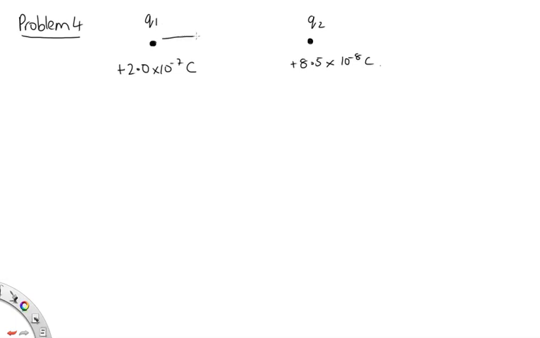Okay, problem 4. In this problem we have two charges. Let's call them Q1 and Q2. Q1 has a charge of plus 2.0 times 10 to the minus 7 coulombs, and Q2 has a charge of plus 8.5 times 10 to the minus 8 coulombs. They're placed a distance 12 centimeters apart.